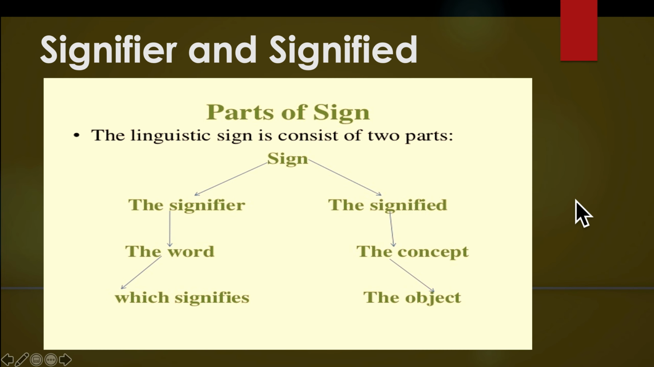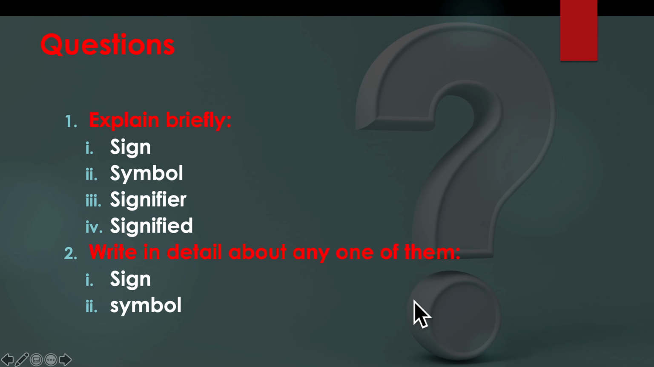Next, parts of sign. The linguistic sign consists of two parts. We have the sign, as we discussed, the signifier and the signified: the word like tree, and the concept like the picture of a tree, which means this word signifies this object.